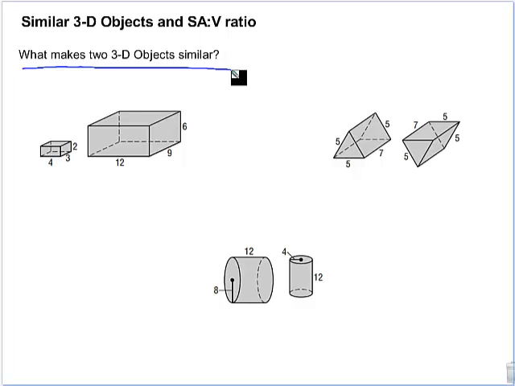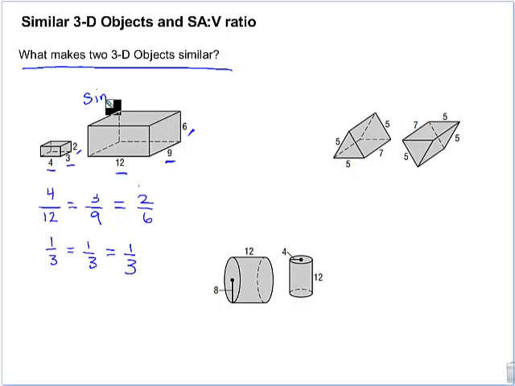So here we have two rectangular prisms. We want to decide if these two objects are similar. So we're going to look at the corresponding sides. So 4 is going to correspond with 12, 3 will correspond with 9, and 2 will correspond with 6. So 4 over 12, does that equal 3 over 9? And does that equal 2 over 6? Well, all three of these reduce down to the fraction of 1/3.